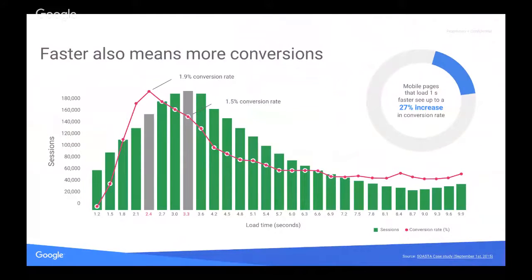Also, mobile pages that load 1 second faster see up to 27% increase in conversion rate. And you must be wondering why the conversion rate, which is the red line, starts to decline for pages that are faster than 2.4 seconds. One of the contributing factors is that most of the faster pages are actually error pages, right?